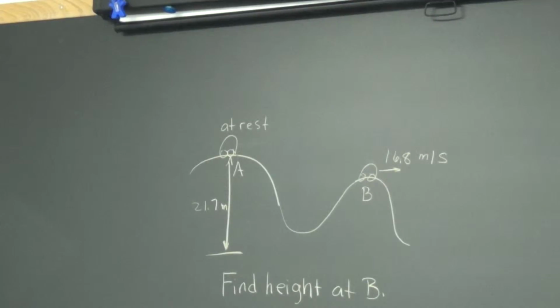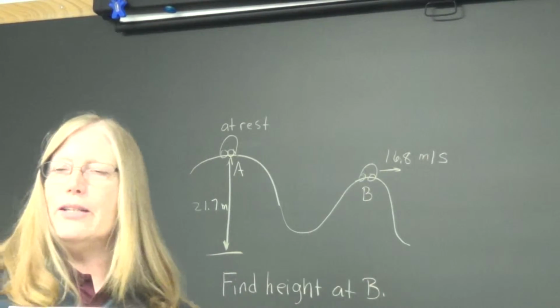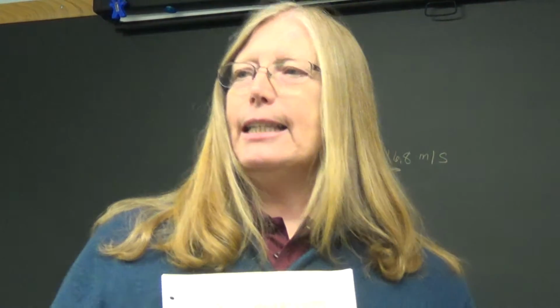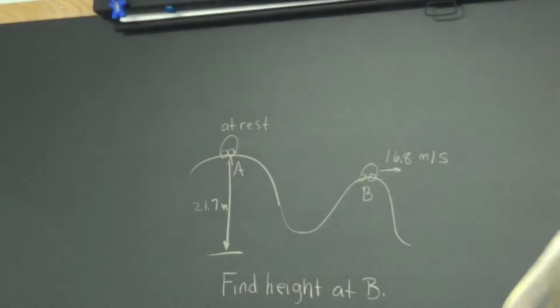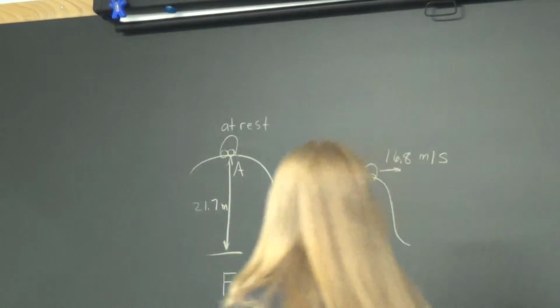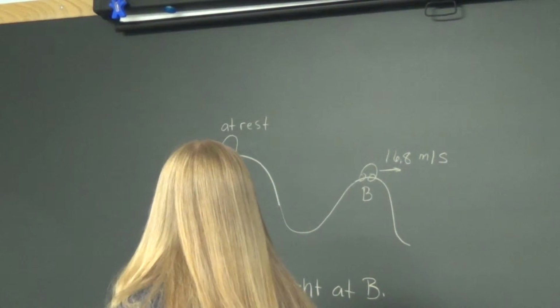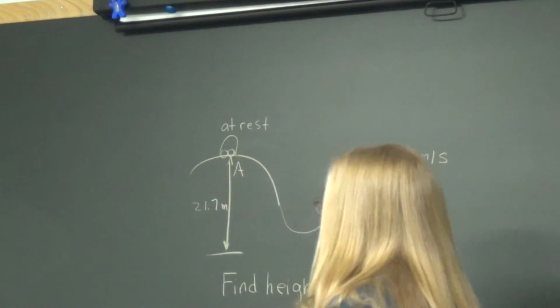I fooled you. All right, if you're still in a daze, first thing you want to do is find total energy somewhere. So find total energy. There's only one spot where we have enough information at the beginning to find total energy. But total energy will have an m in it for mass. I'm going to find the total energy by looking at point A.